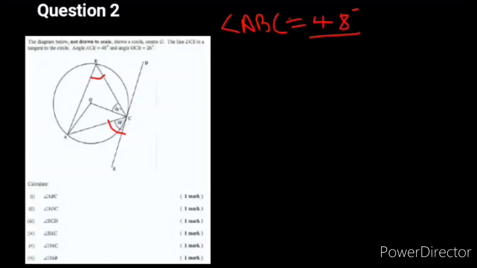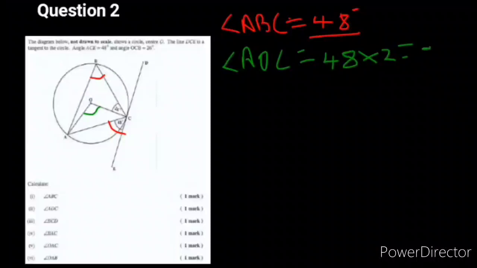Next part of our question asks, what is angle AOC? Which is AOC here. Good. We know from theorem 5 that the angle at the center of a circle here is twice the angle at the circumference here. We know the angle at the circumference is 48. So 48 times 2 would equal 96 degrees. And that is our angle at O.